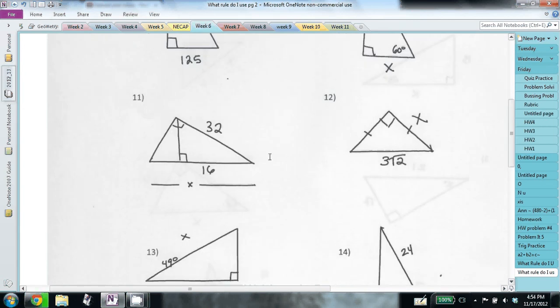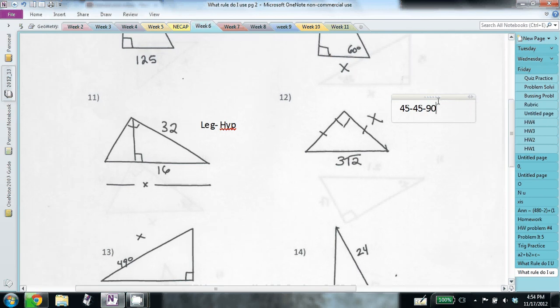Number 11, this one. What do you think? Hypotenuse leg, or leg hypotenuse rule. Number 12. Got two sides marked the same. Probably an isosceles right triangle. Let's use special right, 45, 45, 90.